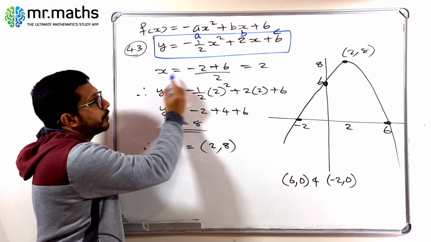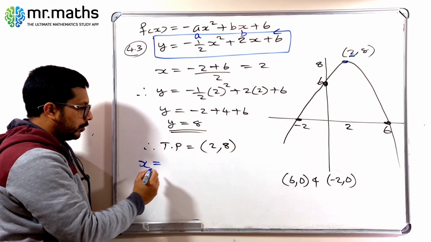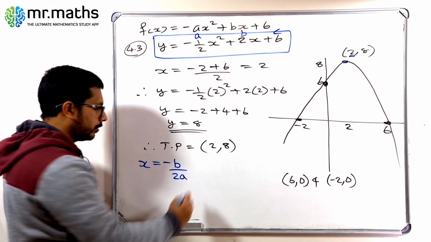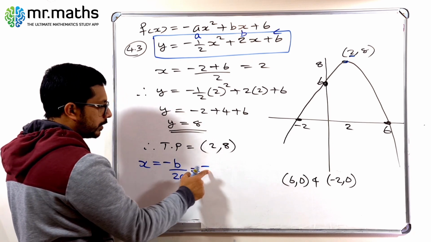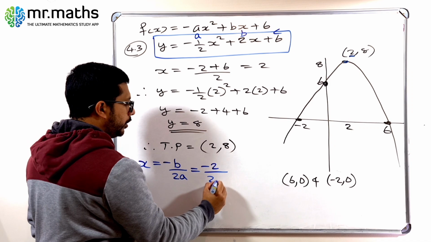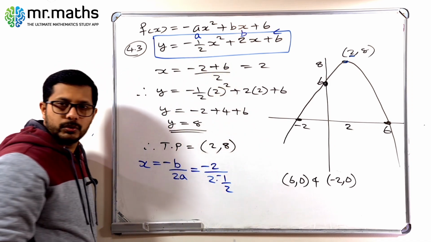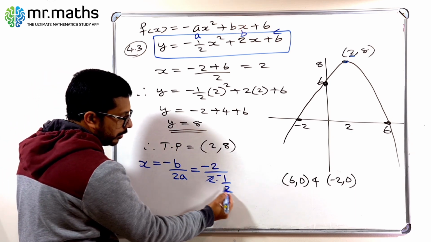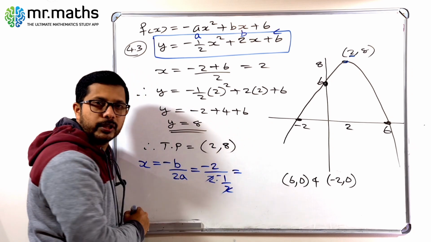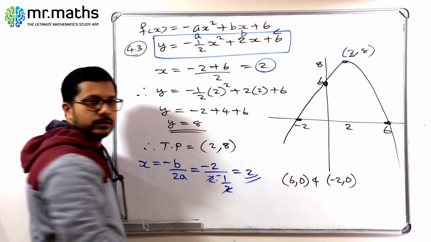There is a formula maybe you studied, to find the x value. I'm talking about the x value of this turning point. The formula is x equals minus b divided by 2a. So what is that? Minus b, b is 2, divided by 2 into a. a is minus 1 over 2. So these 2 and these 2 cancel. So minus 2 divided by minus 1. What is minus 2 divided by minus 1? That is 2. Can you see you got the same answer here?